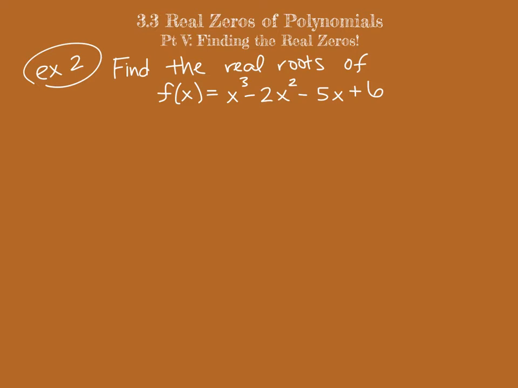Here's our second example. We again want to find the real roots of this cubic polynomial. Our first step is going to be to use the rational zeros theorem to list just those potential rational zeros.